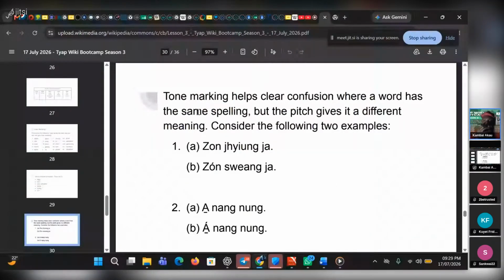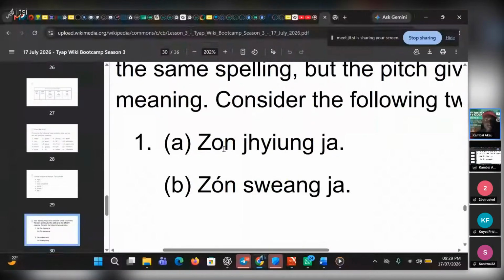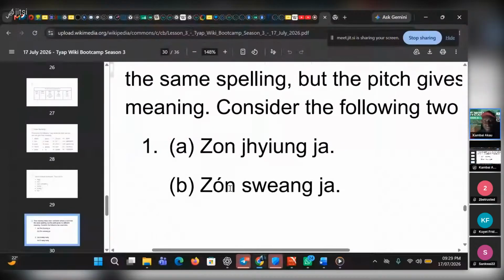Tonations are very important in the Tyap language because sometimes, especially for the G words, that's the only way we determine whether it's a singular word or a plural word. For example, we have example one, Zonjung. Zonjungja, that it is one goat, but Zonsuyangja, there are two goats. So this one is Zon, falling tone, but we don't mark the falling tone in Tyap. We only mark the rising tone.